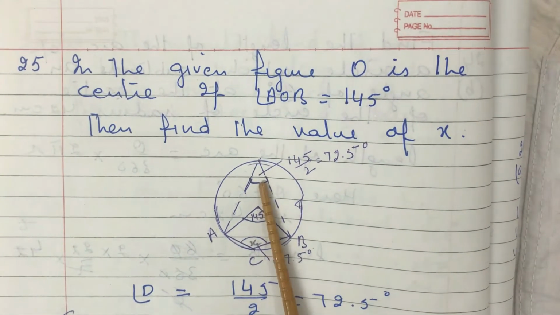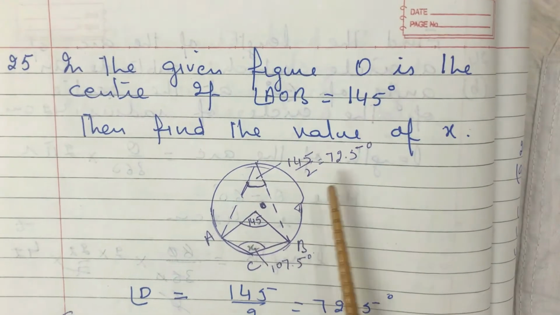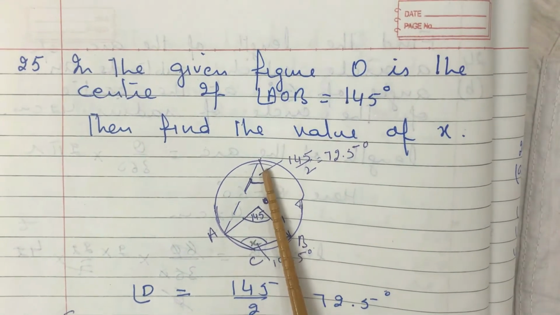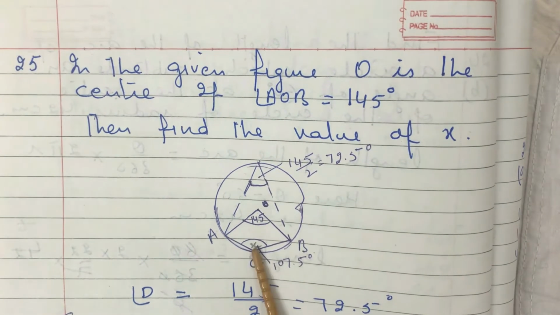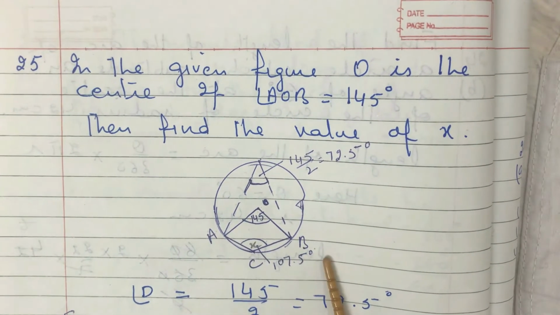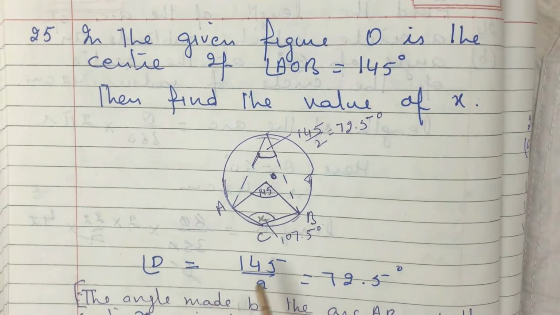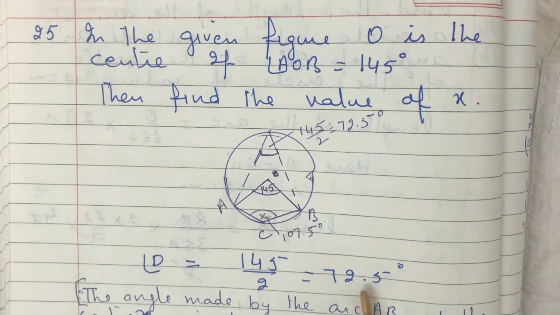And this angle will be 145 upon 2, that is 72.5 degree. If this angle is 72.5 degree, then this angle will be 107.5 degree. Now see here, angle D is 145 upon 2, that is 72.5 degree.